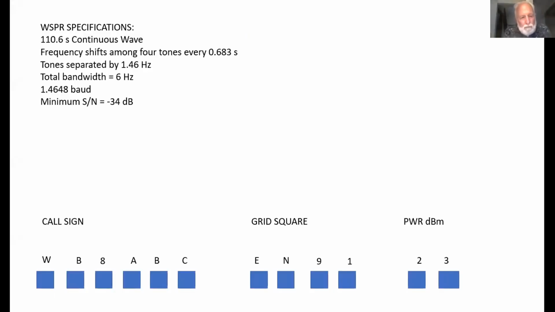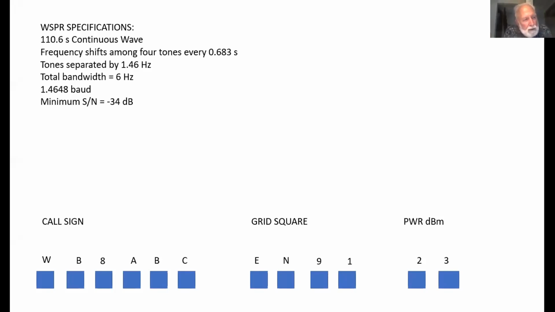So Joe Taylor's WSPR specifications are shown here. It transmits 110.6 seconds of a continuous wave, and in that 110.6 seconds, it's shifting to one of 4 different tones every 0.683 seconds. The tones are separated by 1.46 hertz. That gives us a total bandwidth of only 6 hertz, but we're only transmitting at 1.4648 baud.